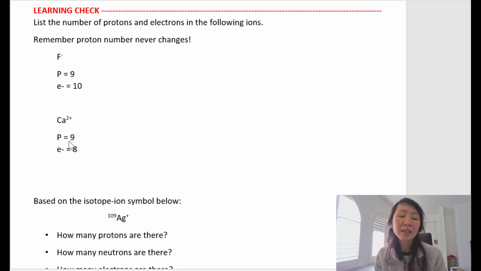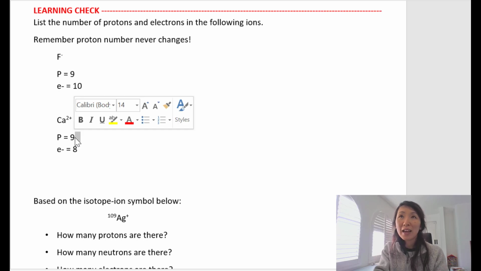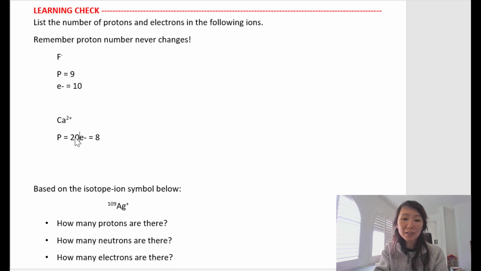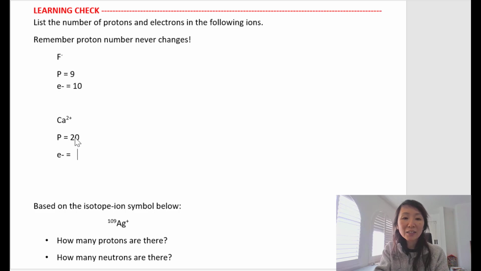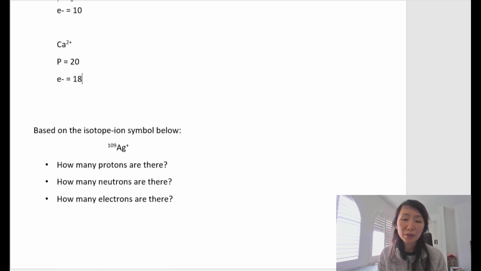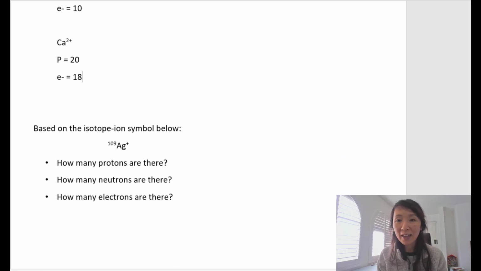Calcium, there are 9 protons. Oh, I apologize. Calcium has 20 protons. And electrons, there's 18 of them. And that's because there's 2 more of the positive than the negatives, so there would be 18 electrons. Let's do another one. Here, I'll do this one with you. If you want to try pausing and then coming back, you can do so.